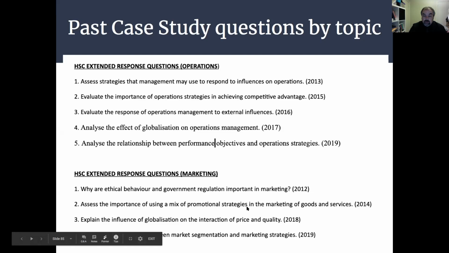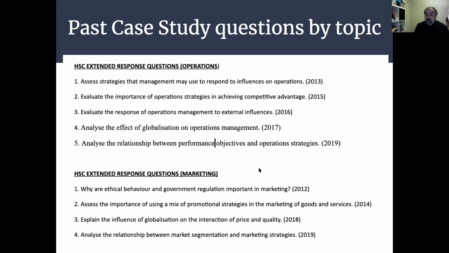2014, we've got strategies. So out of those 4 questions that were asked, 3 of them are around strategies, some specific, some in general, and then we've got our ethical and government regulation. So this is looking at our consumer law, Australian consumer law, the Competition and Consumer Act 2010, and the ethical behaviour, things like truth and accuracy and good taste and engaging in fair competition, etc. So why is that important? So that's looking at things like benefits and costs of that.